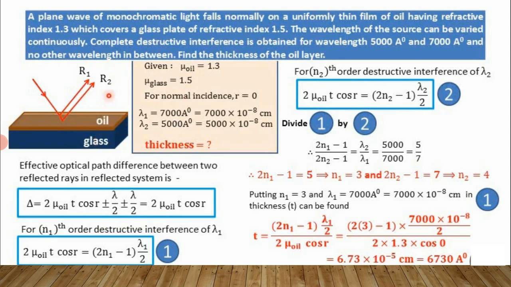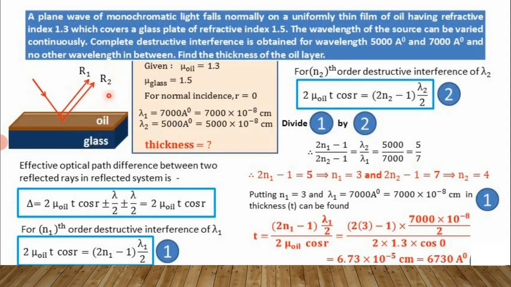Then 2n1 minus 1 is equal to 5. Therefore n1 is equal to 3, and 2n2 minus 1 is equal to 7. Therefore n2 is equal to 4. Putting n1 = 3 and lambda 1 equal to 7000 angstrom, which is 7000 into 10 raised to minus 8 centimeter, the thickness T can be found.